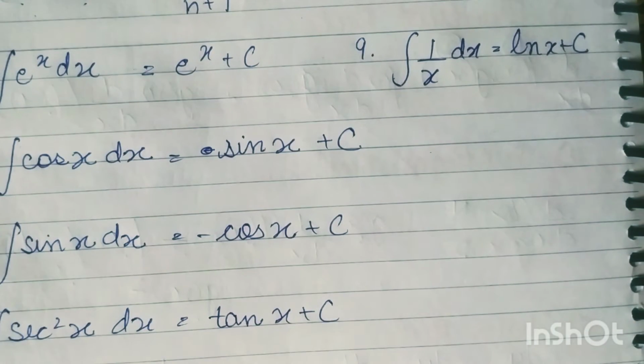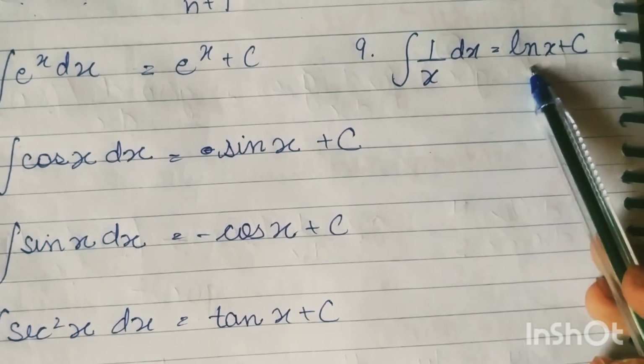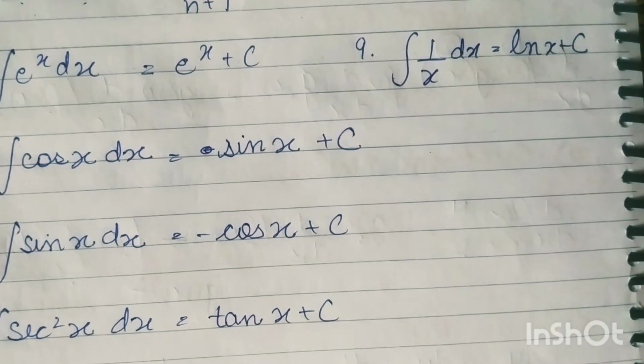Look at the ninth function. It is a logarithmic function, that integration of 1 upon x is log x base e plus constant. I have written it in short form. Remember that this is log x base e plus constant, just the reverse of differentiation.